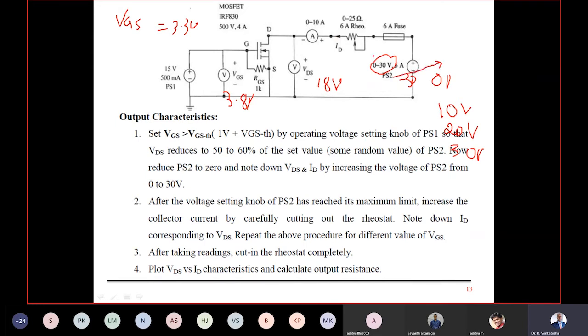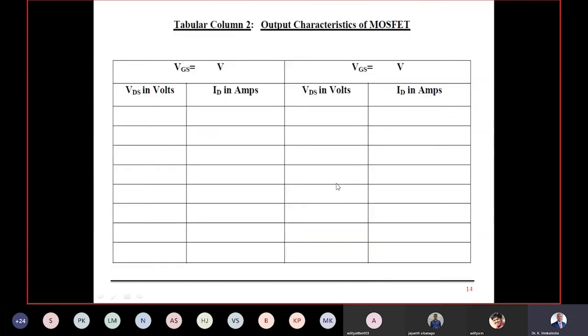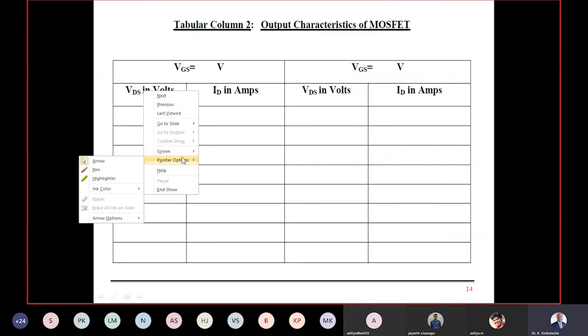10, 20, 30. Then cut out rheostat gradually, don't go more than 50%. At 3 points, you are going to take another 3 readings, but don't cut out completely. So take another 3 readings here. 3 readings from the PS2, 3 readings from the rheostat. My experiment got over. So 6 readings I'll take here. So I'll write the reading here. For example, I give you some rough idea here.